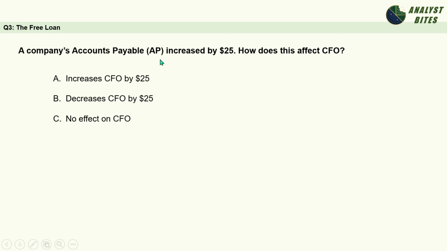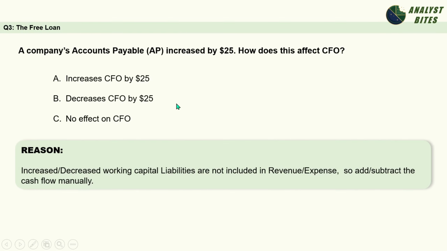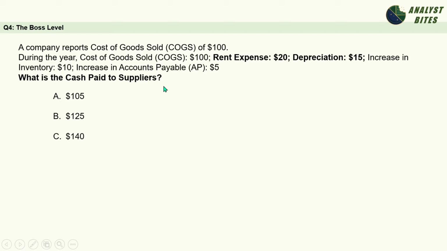Question 3. Accounts payable increased by $25. How does this affect CFO? Think back to that IOU note. Accounts payable is basically an interest-free loan from your suppliers. An increase means you held on to the cash instead of paying them. Keeping the cash in your pocket acts as a cash inflow. So the answer is A. Increase CFO by $25.